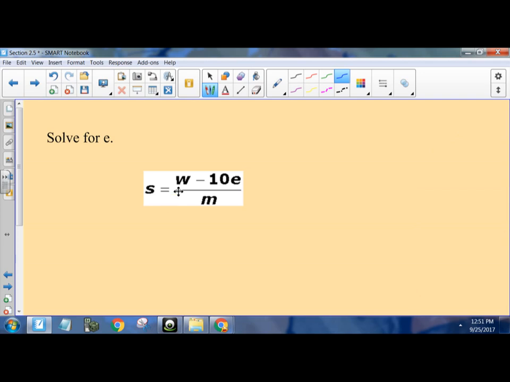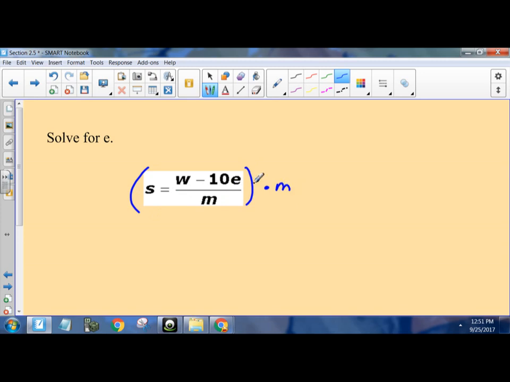So this one is S equals (W minus 10E) all divided by M. And in this problem, we need to solve for E. So here's E up here, and there's a few things happening to E. It's being subtracted from W, and it's also being divided by M. So the first thing we have to do in order to free up the E is to get rid of this division by M. So we need to multiply everything in the equation by M.